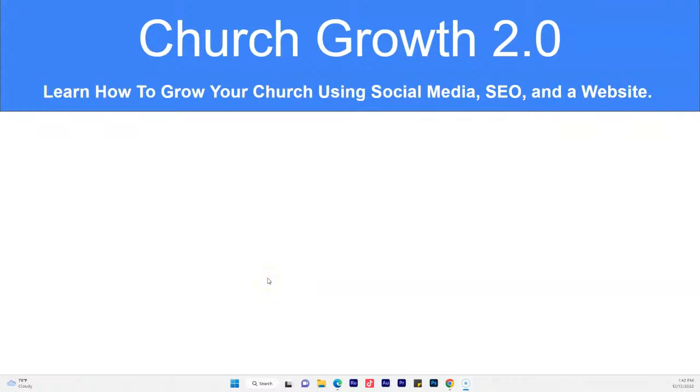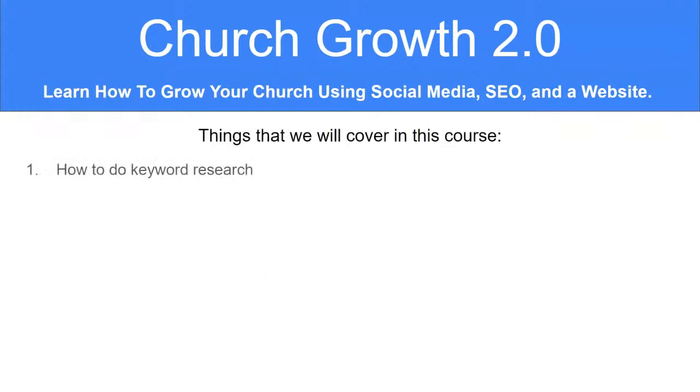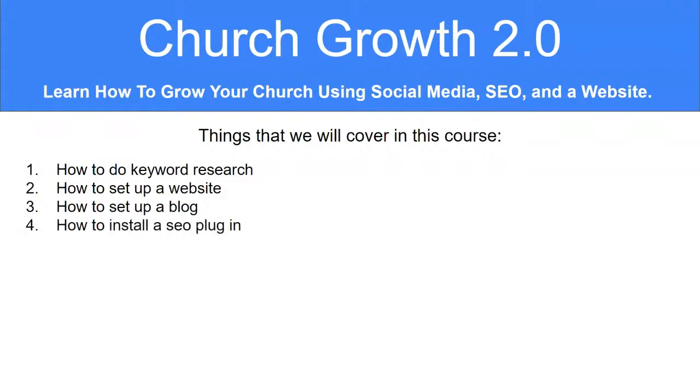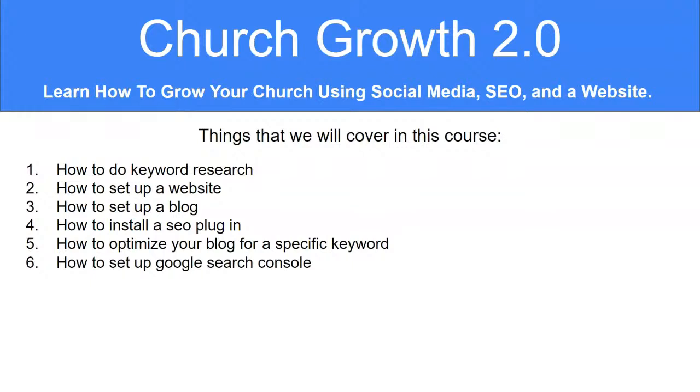All right, before we get into the first lesson of the course, I do want to show you the topics that we're going to be covering in this course. Number one, I'm going to show you how to do keyword research. Number two, how to set up a website. Number three, how to set up a blog. Number four, how to install a SEO plugin. Number five, how to optimize your blog for a specific keyword. Number six, how to set up Google Search Console.